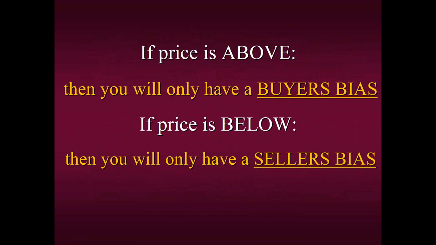I hate to say it, but I know you've been taught that this is overbought, it's way overextended. The odds are against you that you're going to have a great selling short signal if you are above the 50-period moving average. So therefore, you should only have a buyer's bias. Conversely, if price is below, then you should only have a seller's bias. You never want to buy below the 50.